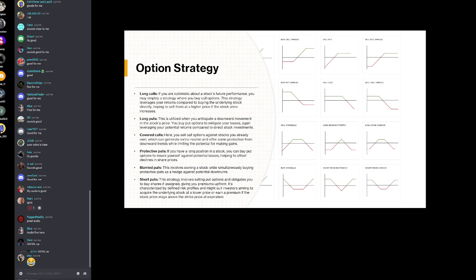This is actually something that you have to consider. Manny talks about it a lot, gamma squeezes and stuff like that, but this can affect the stock price, right? It involves selling put options and obligates you to buy shares. Again, think about the impact when you have a lot of people buying puts, right? And they don't work, giving you premiums up front. It's characterized by defined risk profiles and might suit investors aiming to acquire the underlying stock at a lower price and earn a premium if the stock stays above the strike price at expiration.